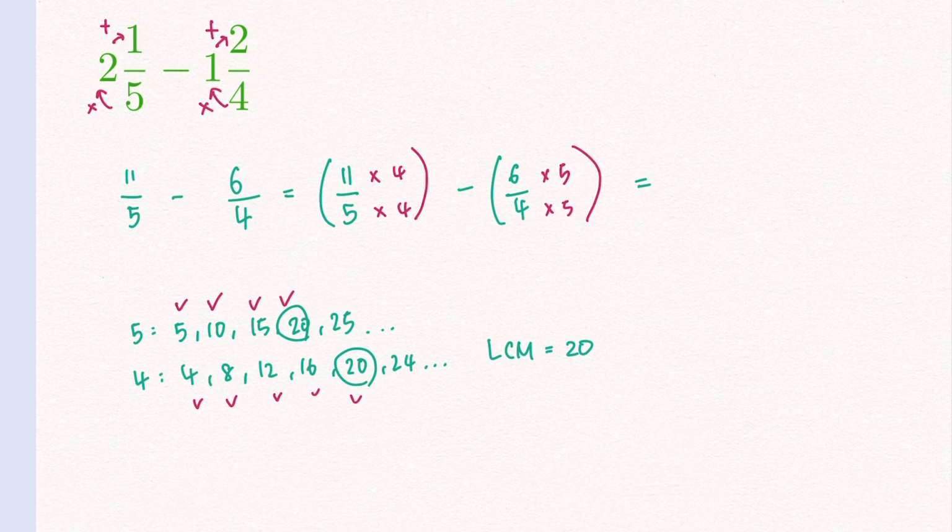From here, we get 11 times 4, which is 44 over 20. Take away 6 times 5, which is 30 over 20. They now have the same denominator of 20 and 20, and so we can calculate the numerator. 44 minus 30 equals 14 over 20.